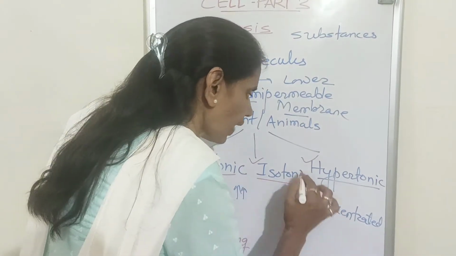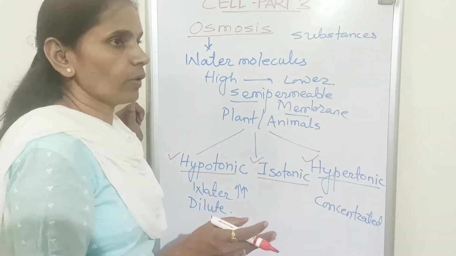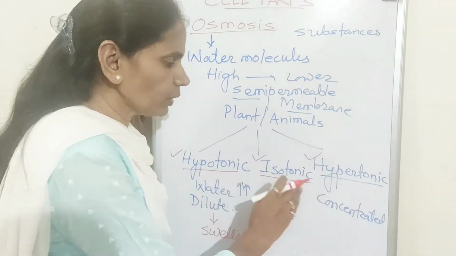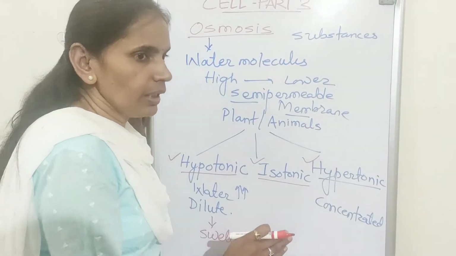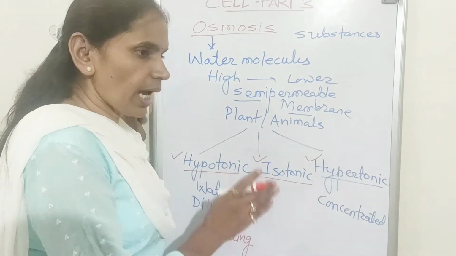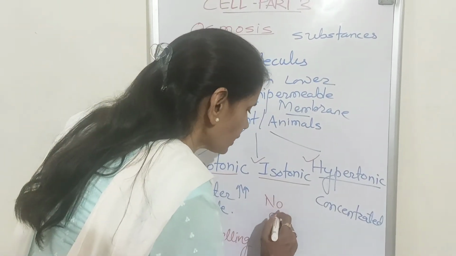Now in case of isotonic suspension, there will be no net movement from inside to outside or outside to inside. Even though there is free movement, there will be an equilibrium between the inside water concentration as well as outside. So there will be no change in the cell.